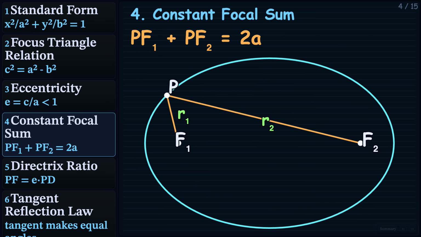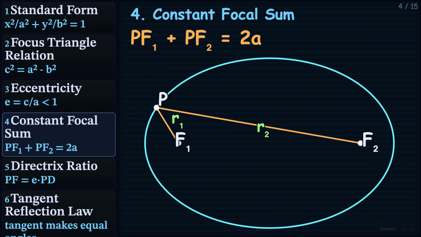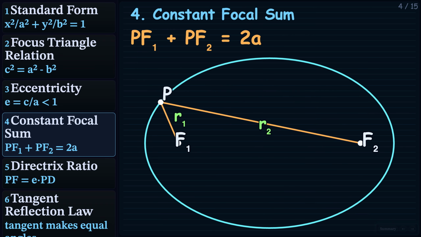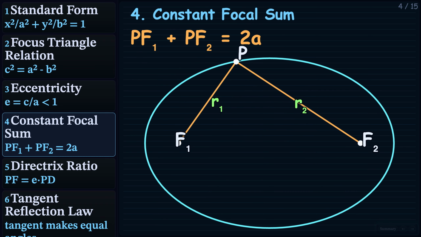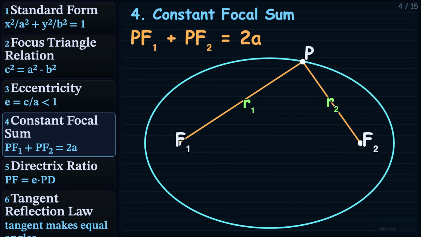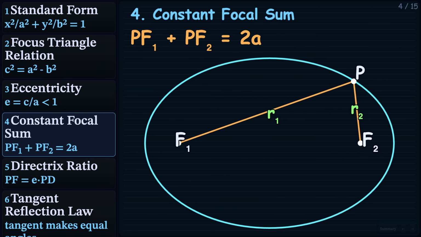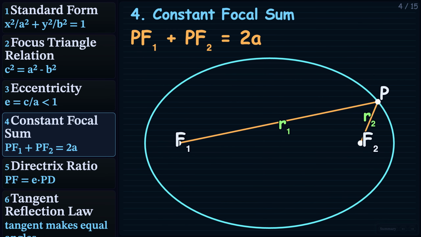Number 4 out of 15. Constant focal sum. From any point on the ellipse, the two focal distances add to 2a. Proof hint. This is the rope and pin definition, and reflection gives a clean geometric explanation too.